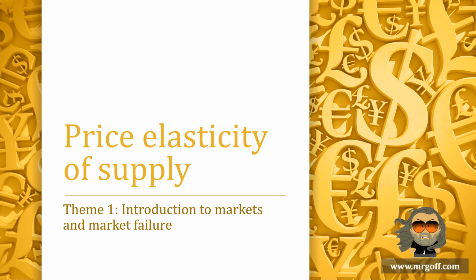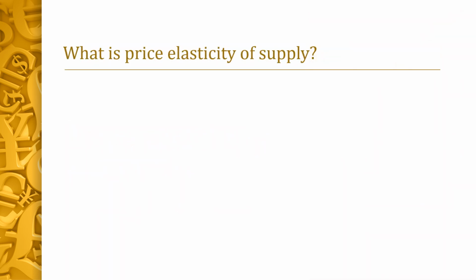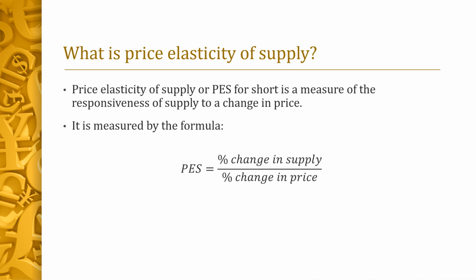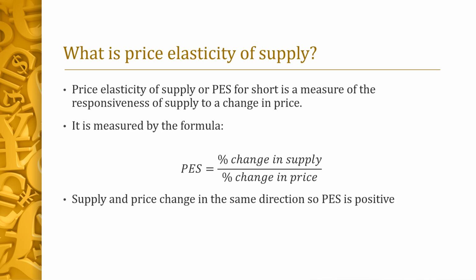This video will focus on price elasticity of supply. Price elasticity of supply, or PES for short, is a measure of the responsiveness of supply to a change in price. The formula for price elasticity of supply is the percentage change in supply divided by the percentage change in price. Supply and price change in the same direction, so PES is positive.